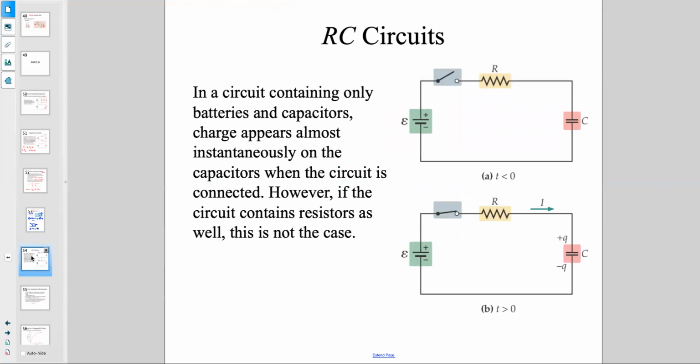RC circuits. In a circuit containing only batteries and capacitors, charge appears almost instantaneously on the capacitor, if there is no resistor. However, if the circuit contains resistors as well, this is not the case. If I connect this switch, there will be a current going through the resistor and a capacitor. But because of the resistor in the circuit, this charge will not instantly be available on the plate of the capacitor.